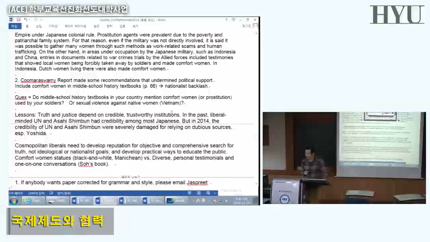But in 2014, the credibility of the UN and the Asahi Shimbun was severely damaged for relying on dubious sources, especially this Yoshida guy. So if you're a liberal-minded person, you need to develop a reputation for objective and comprehensive search for truth, not for ideological or nationalist goals. And you have to develop practical ways to educate the public. I think that's one lesson that I got from reading the chapters. And then maybe in your small teams you can discuss what lessons you learned.